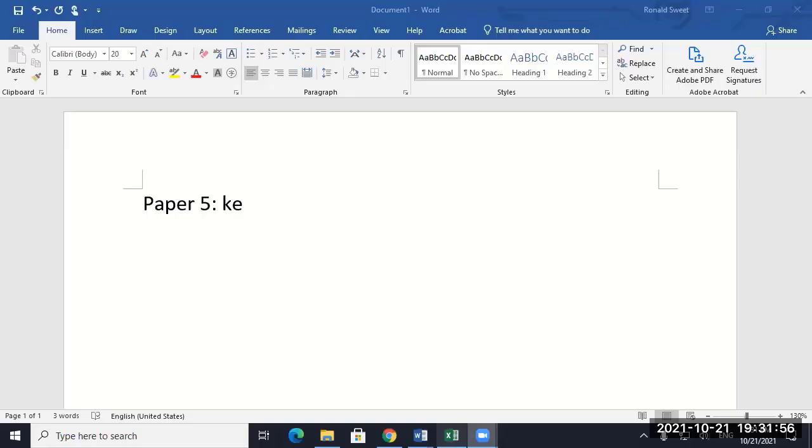All right, let me share again. All right, so you need KE. To get KE, it's real simple, because we're going to use CAPM. So you only need three numbers: your risk-free rate plus beta times the market risk premium. So paper 5 is a 3-number calculation.